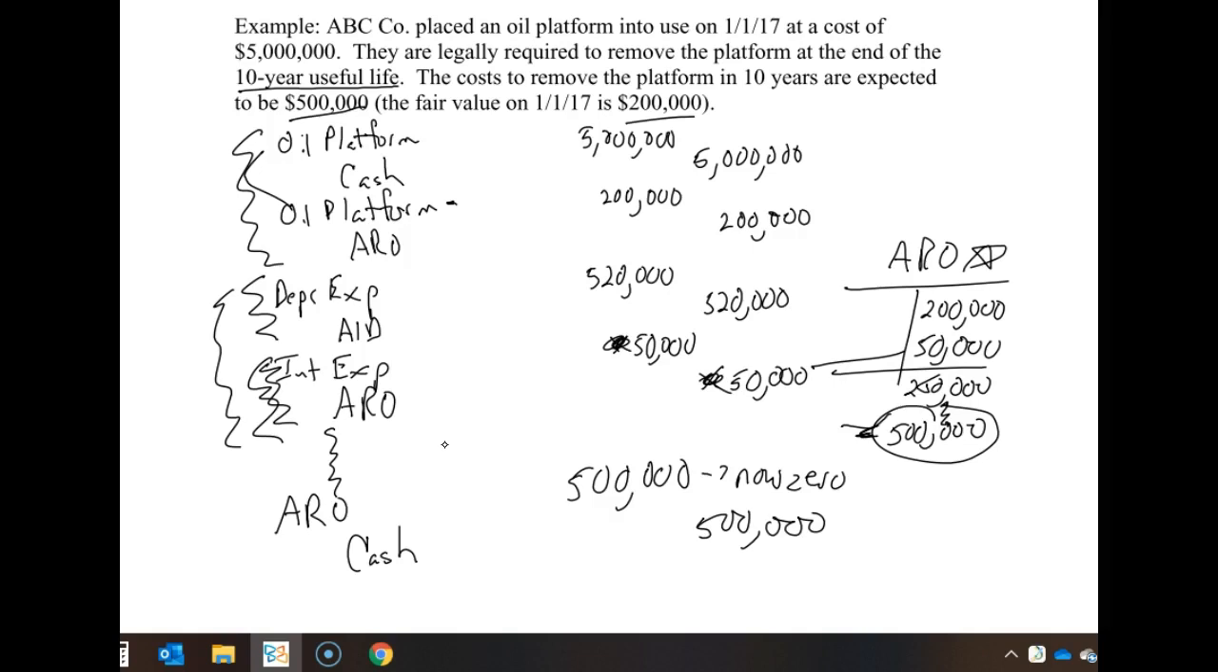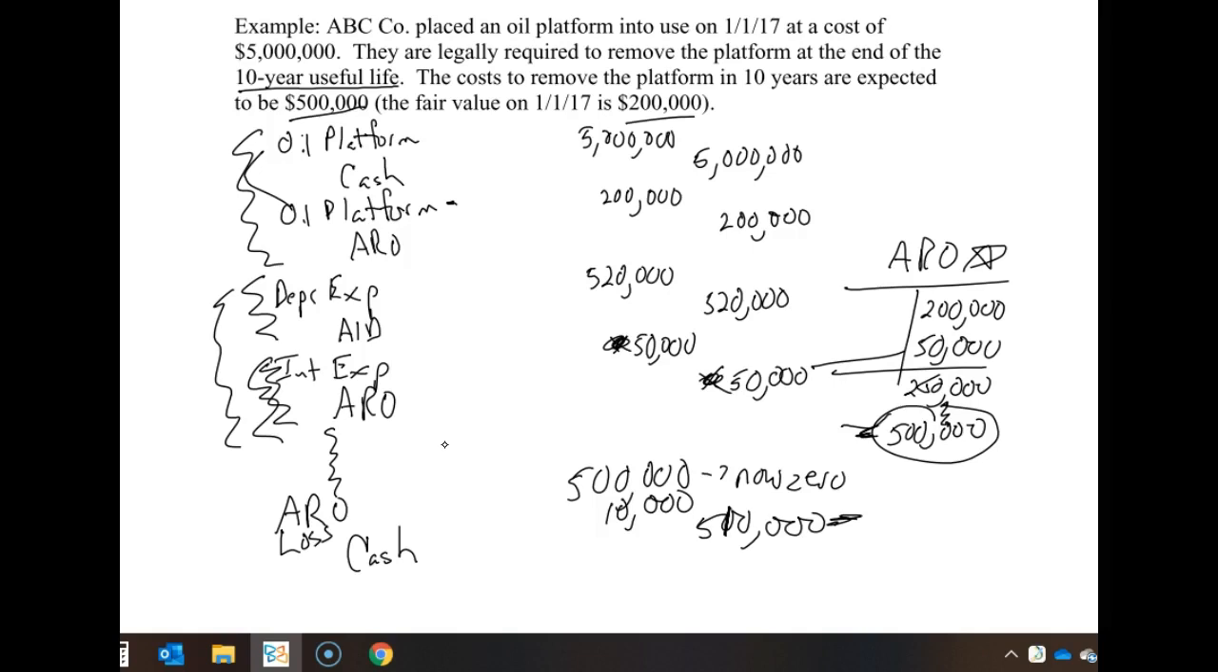Now let's say it cost us this number right here. Let's say that was 510,000, meaning it cost us more than what we expected. I'm just going to do this right here. So let's say that's 510. We would clearly need another 10,000 there, and that would just be some sort of loss account, because it cost more than what we expected. So that's another way to think about it.